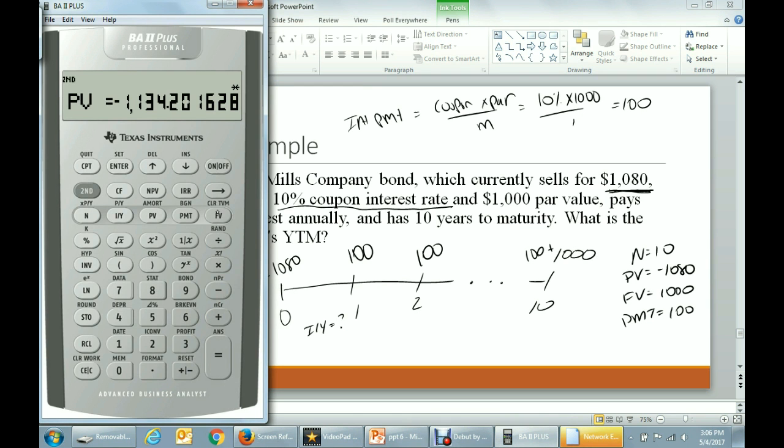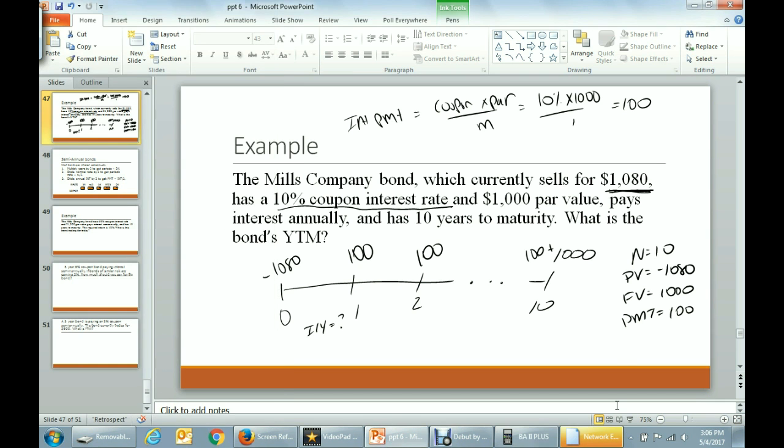Clear your time value of money first off. We have 10 years. Current market price of 1,080. Future value of 1,000. And payment of 100. Compute the interest rate. So the yield to maturity on this bond is 8.766%. So if you purchase this bond today for $1,080 and held it until the bond matured, you would earn 8.766% interest annually.